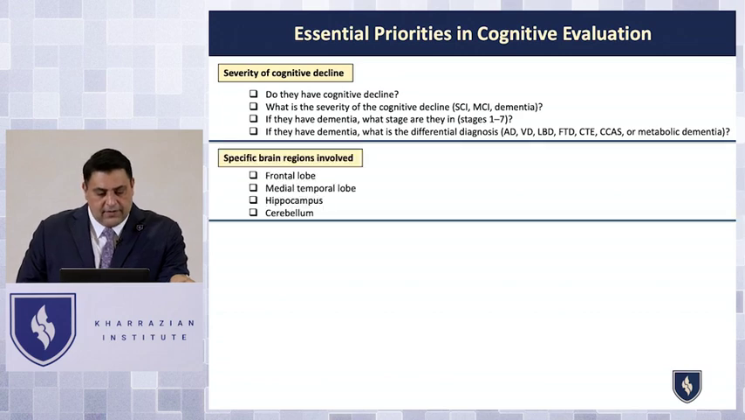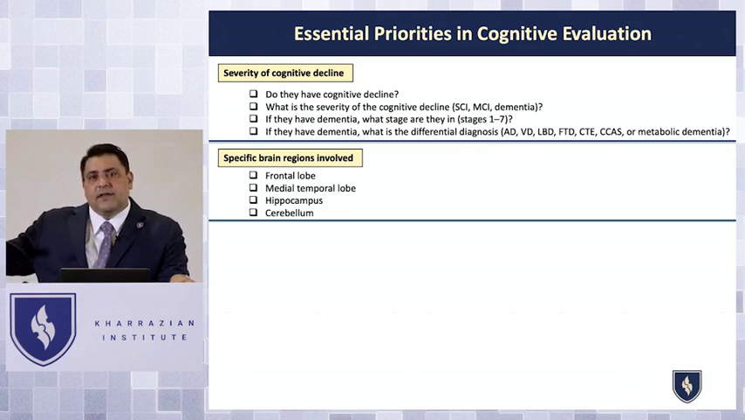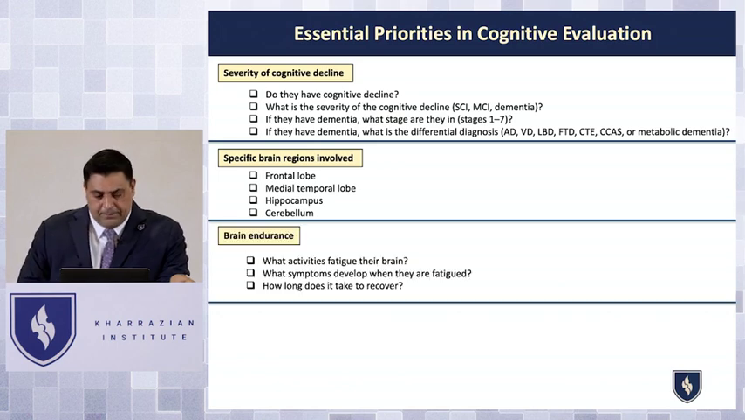So as you go through the checklist, the next part of the checklist to look at is what regions of the brain are involved. Is it the frontal lobe, the medial temporal lobe, the hippocampus, the cerebellum? And in this section, I put together a form that I developed called the Brain Region Localization Form that can help you quickly identify what areas of the brain are involved, and then use that as a post-assessment to see if their function is getting better in those regions of the brain or getting worse.